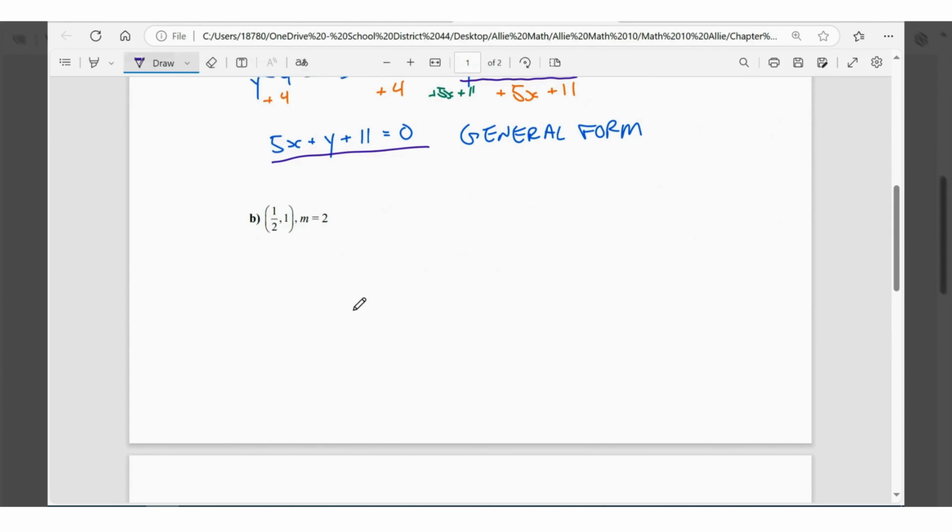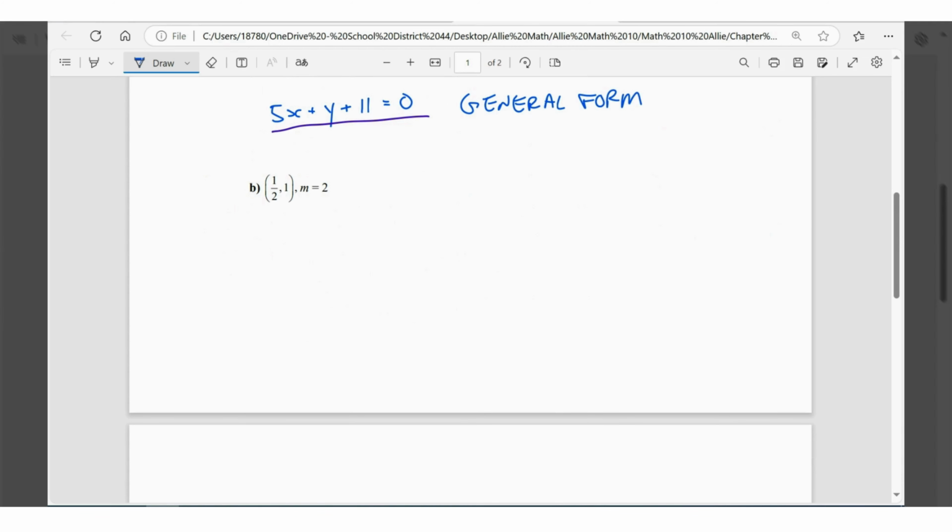We need to start in our slope point form. Remember, we have y. I'm just going to write it out. Y subtract y1 equals slope times x subtract x1. So we got y subtract y1. That's going to be 1. That's our y right there. Remember, that's our x. That's our y. Equals our slope is 2 times, x subtract 1/2. Okay.